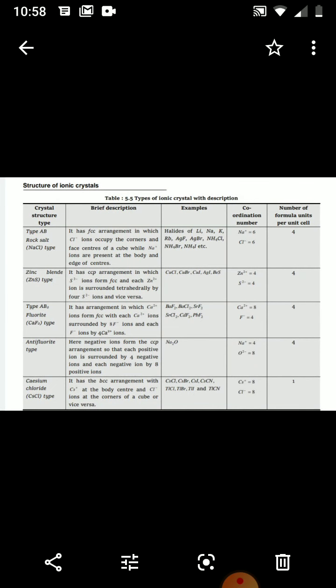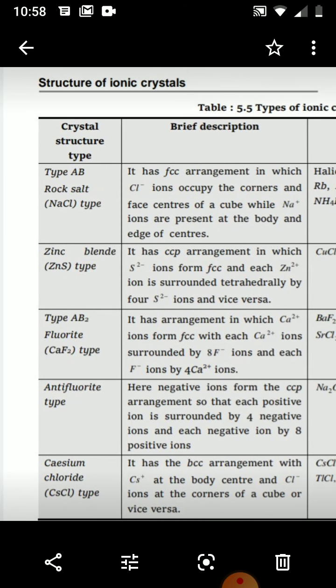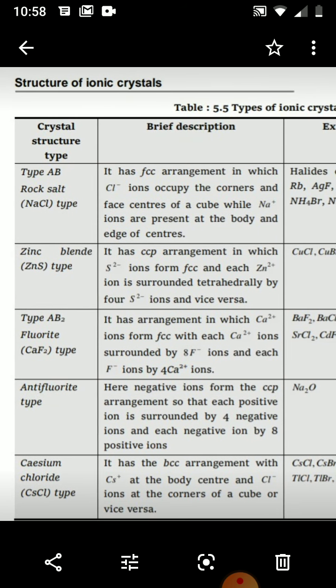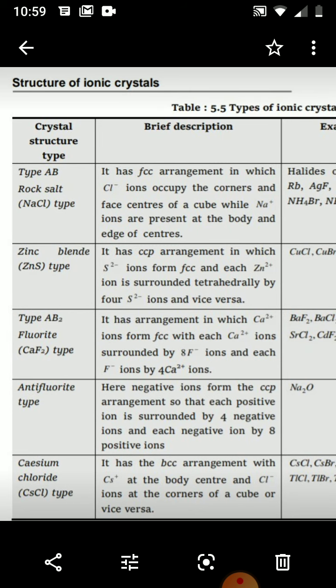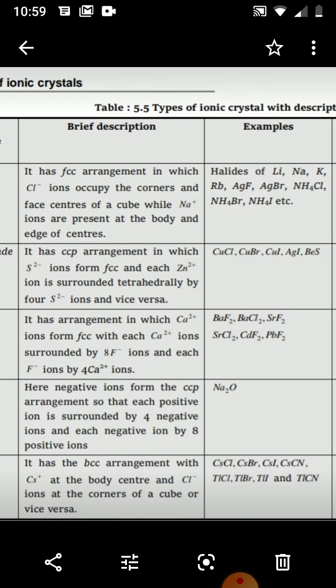type of ionic crystals and the description. See, AB type crystals mean NaCl, positive negative ion. NaCl, rock salt type structure. It has FCC arrangement in which the chloride ions occupy the corners and the sodium ions are located at the face centers. So coordination number remains same.